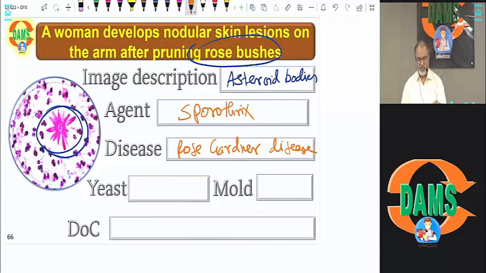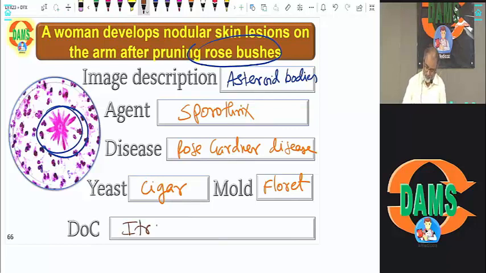It is dimorphic. In yeast form it is cigar shaped; in mold form it is flower shaped, floret shaped. What is the drug of choice? Itraconazole. Drug of choice is itraconazole.